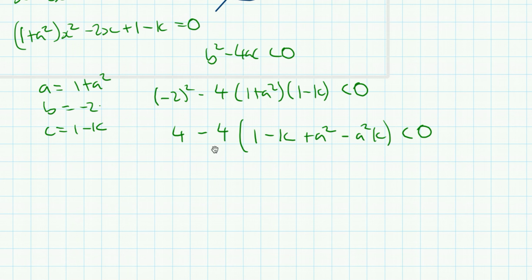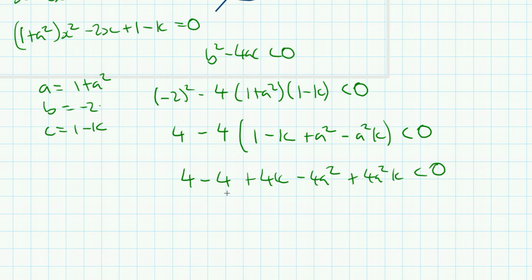We can then expand out the equation, so we've got 4 minus 4 times the bracket. Expanding the bracket by multiplying by minus 4: minus 4 times 1 is minus 4, minus 4 times minus k is plus 4k, minus 4 times a squared is minus 4a squared, and minus 4 times minus a squared k is plus 4a squared k.